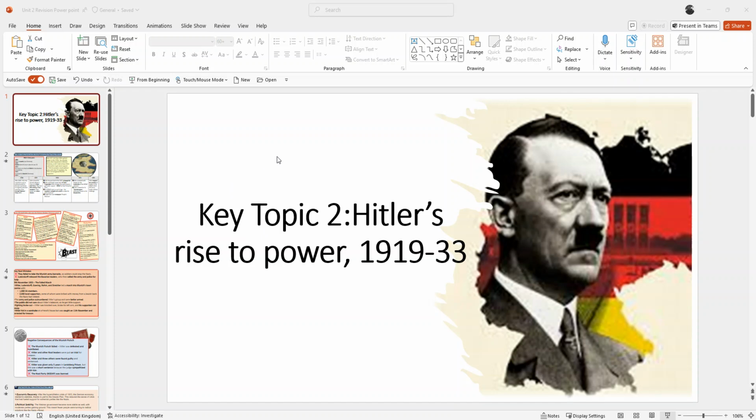Unite all Germans, so get Germany and Austria back together. Racial purity, remove Jews and undesirables. Destroy communism, he saw it as a Jewish threat. And total dictatorship, replace democracy with his rule. Remember, Germans were used to this because of the Kaiser, and many liked it.